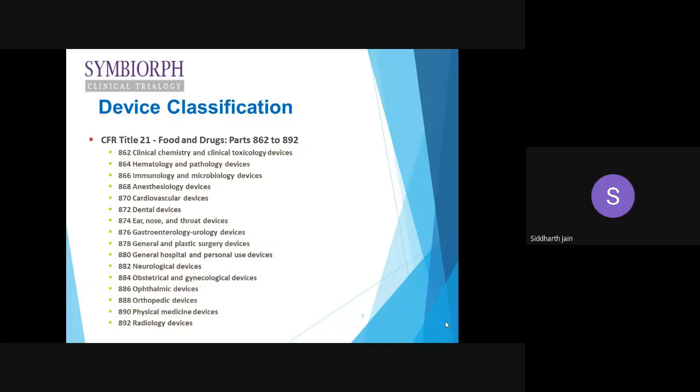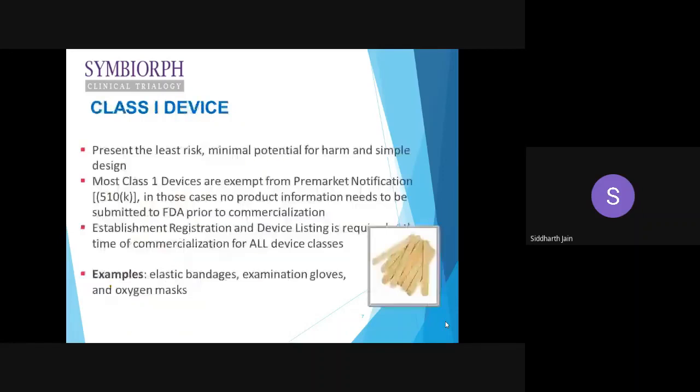Right. So the next slide. I talked to you about class 1. Class 1 is the least risk, minimal potential for harm and simple design. Most of the products are 510K exempted. Some of the examples are elastic bandages, examination gloves and oxygen masks.